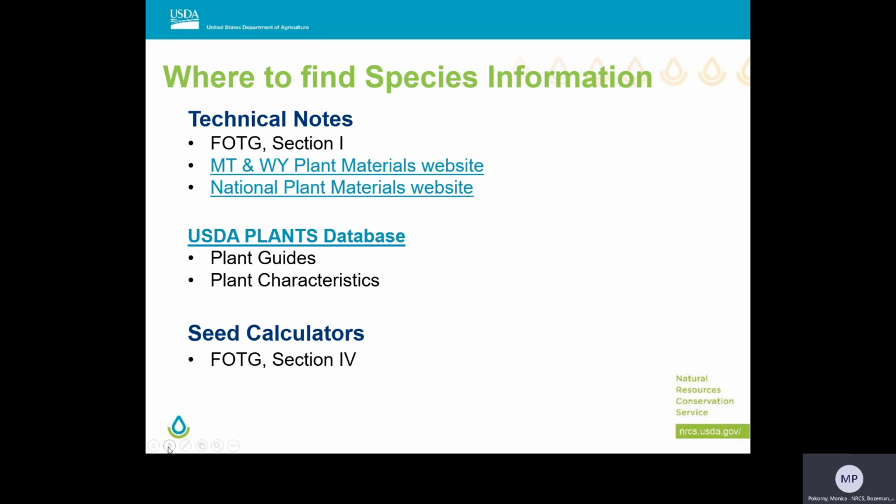Okay, I want to switch gears now and talk about where you can find a lot of the information that we're discussing today, the information that you're going to need for developing your seed mix. And a lot of those are going to be found in our technical notes and the plant guides or the plants database, and in our seed calculators that we've developed. So the tech notes, first of all, they're going to be found in Photog in section 1. They're also found on the Montana, Wyoming Plant Materials website and our national website.